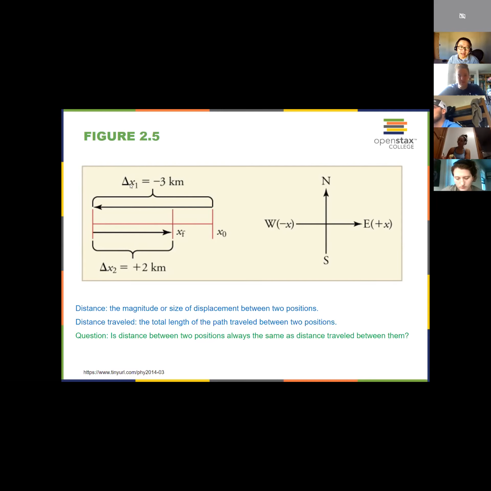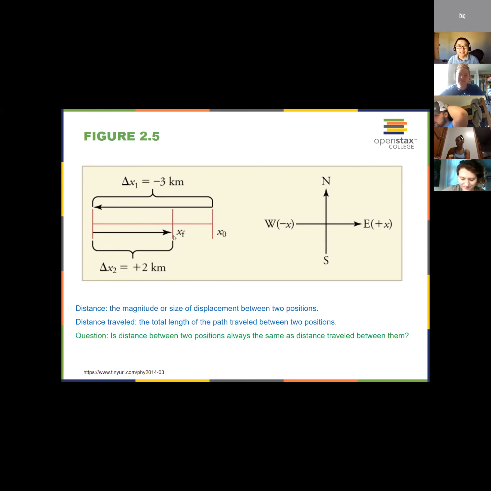Now this delta x1 means your displacement. In your first part of travel, you go leftward, which means you are going in the negative x direction. So minus, that indicates negative 3 kilometers. Now you decide you want to go back. After your first part of travel, you come back for 2 kilometers. So delta x2 is your displacement for this particular part of your travel.